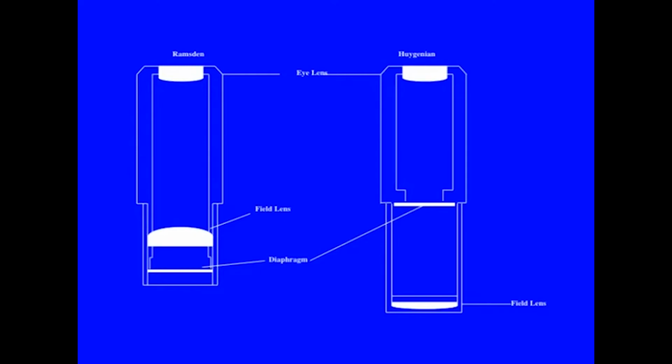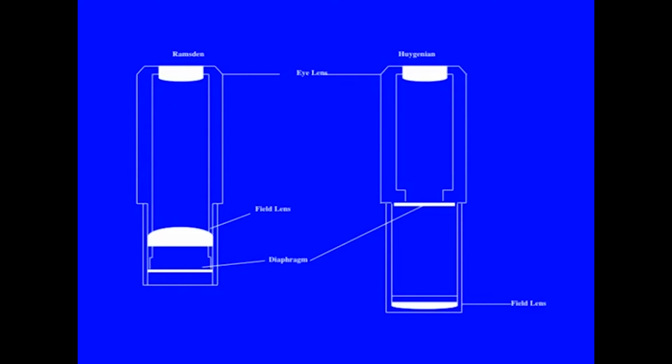Now, you can see these are plano-convex lenses, and the convex part of the lens faces the specimen side. This is also called a negative eyepiece. Now, in comparison, Ramsden eyepieces are also plano-convex lenses, but you can see that the convex part of the field lens faces the eye lens rather than the specimen.